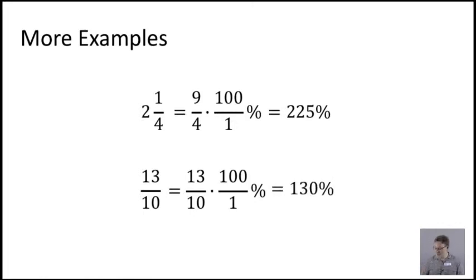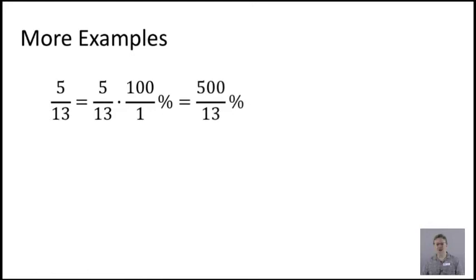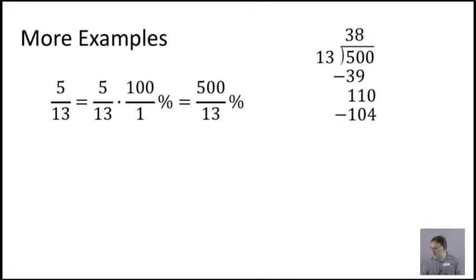Some more examples. 5/13. Well, that's going to be pretty challenging when we multiply that by 100%. That's going to be 500/13%. Well, that takes a little while to figure out exactly what that is. 13 goes into 50 3 times. 3 times 13 is 39, leaving us with 11 left. We bring down the next 0. 13 goes into 110 8 times. 8 times 13 is 104. We subtract that off and get 6.